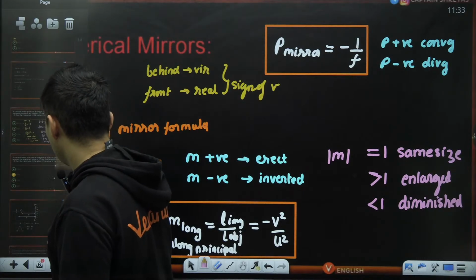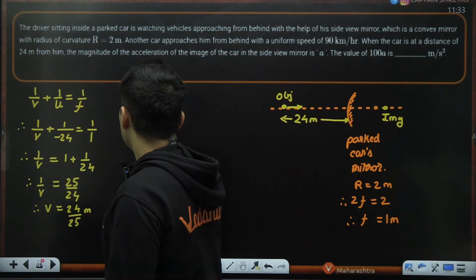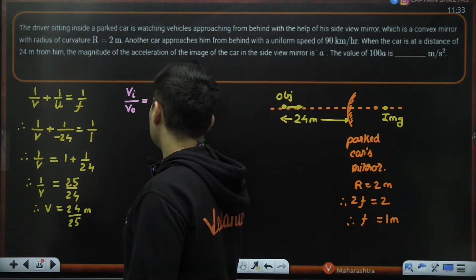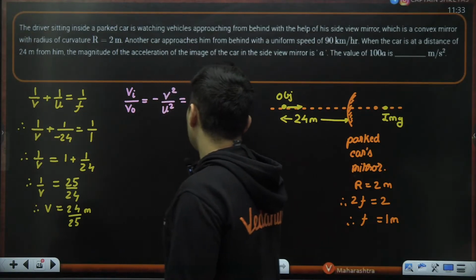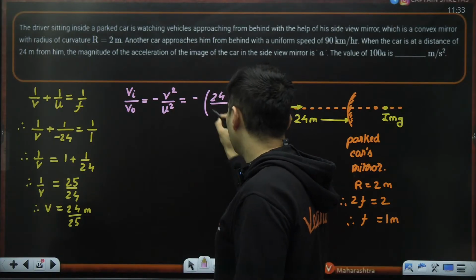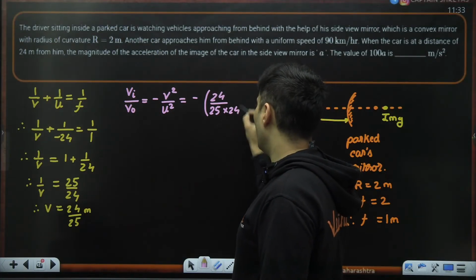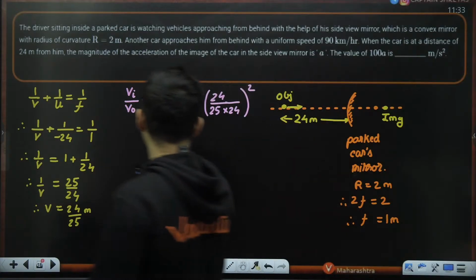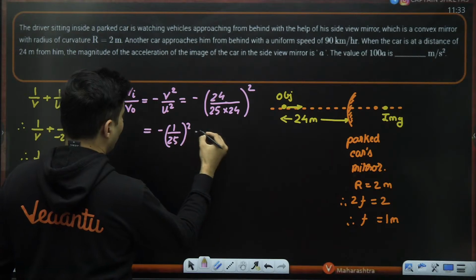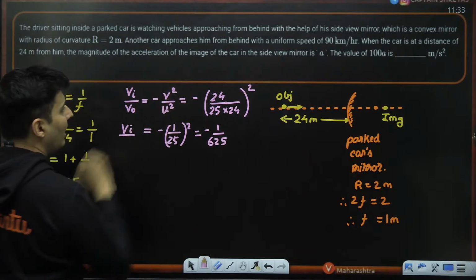Let's come back to this question. If I use the image velocity by object velocity formula, which is negative v squared by u squared, v is nothing but 24 by 25 and object distance is just 24. So squaring it, 24 will cancel. I'll get minus 1 by 25 the whole squared, which is minus 1 by 625. That is image speed by object speed.